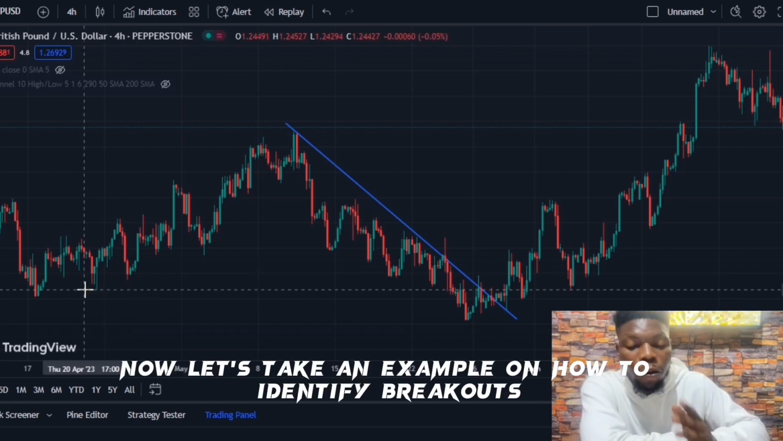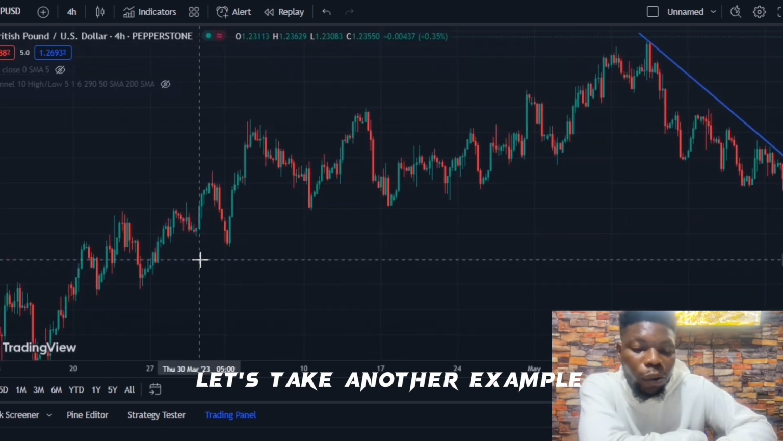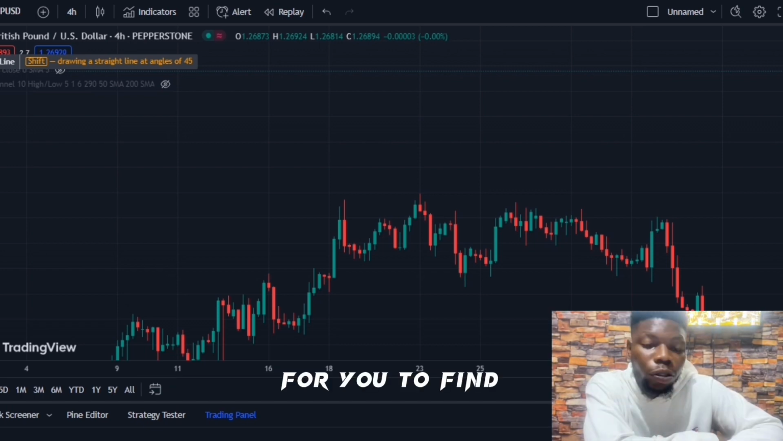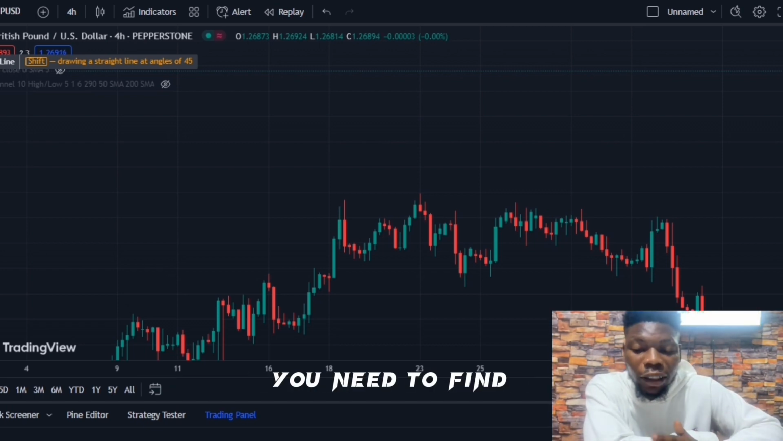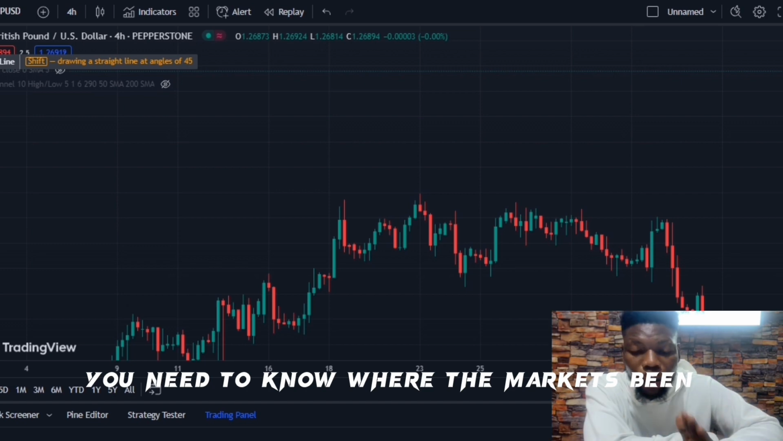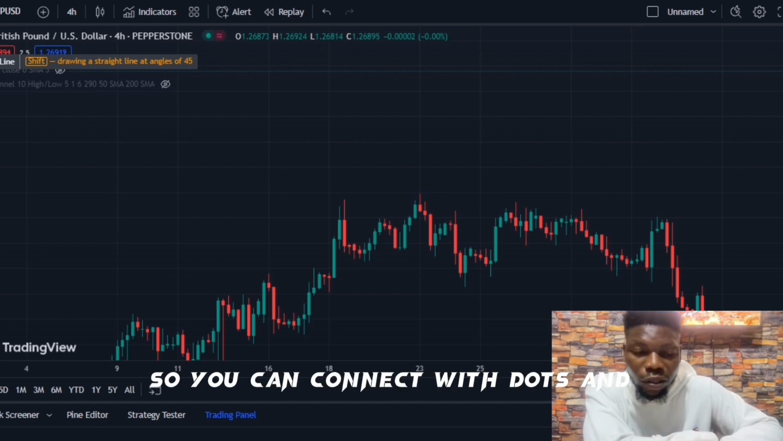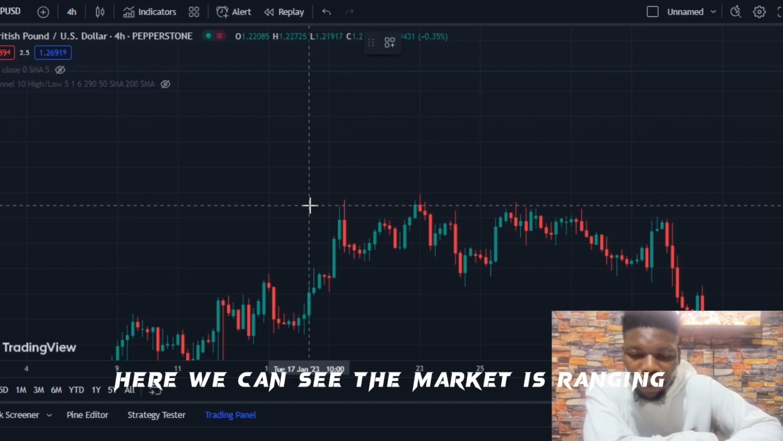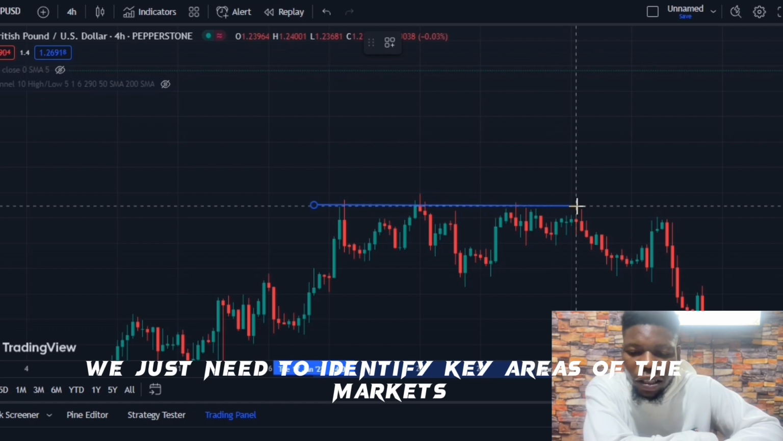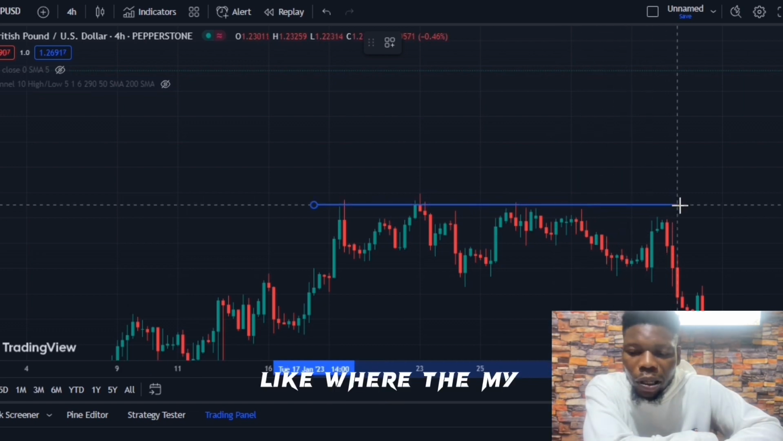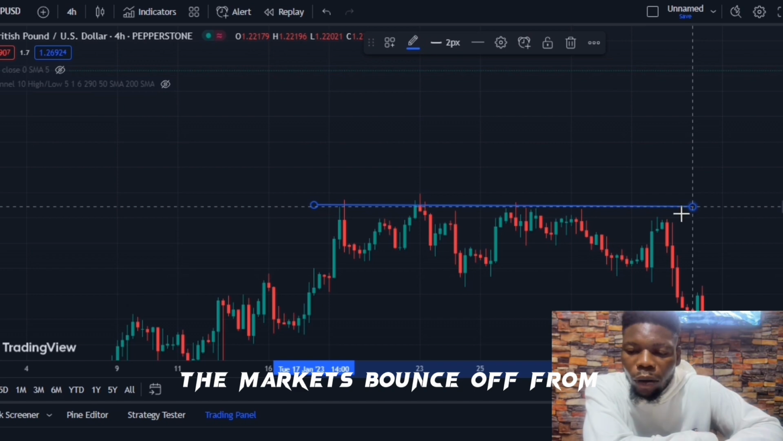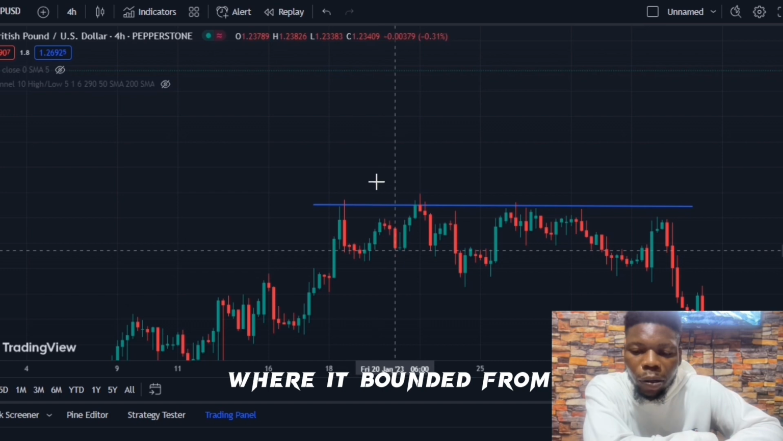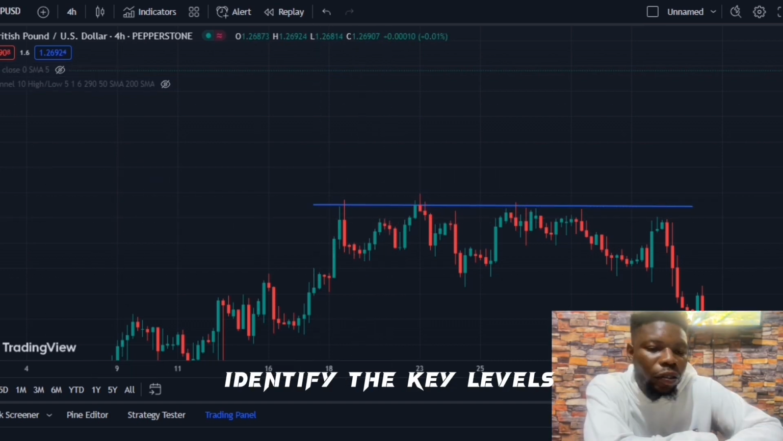Now let's take another example of how to identify a breakout. What can we see here? What I told you first is that for you to trade a breakout, you need to find the trend. You need to know where the market is going, so you can connect the dots and spot opportunities. Here we can see the market is ranging. We just need to identify key areas in the market, like areas where the market bounced off from or rebounded from. So that's what we are doing. We identify the key levels.